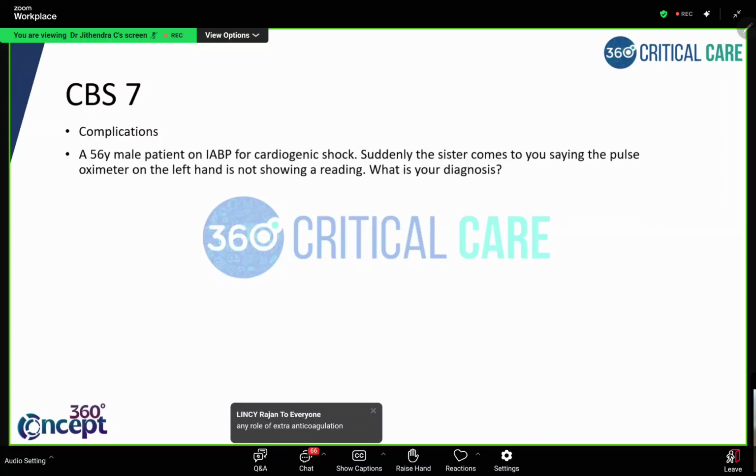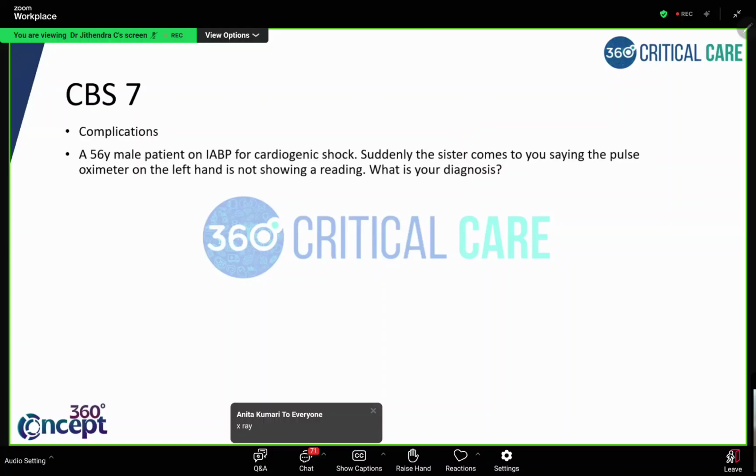Somebody said, any role of extra anticoagulation? You can give, but there is already a significant amount of anticoagulation, because we all know, right? Even if you give anticoagulation, if the balloon, a foreign body, is sitting there, it will definitely lead to thrombosis. So you can give anticoagulation if the risk of bleeding is less, but ultimately you should make the balloon move before you get another machine. You can do it manually.